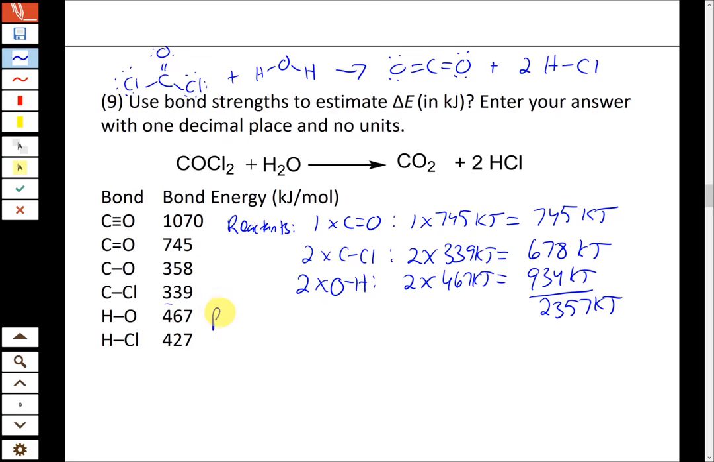And then on the product side, we have to do the same thing. It's a little bit simpler on the product side. What we have in the product side is 1 molecule of CO2, but it has 2 CO double bonds now. So we have to count both of those. So we have 2 CO double bonds. So we're going to use the same number as we did above, but it's going to be 2 times that number now.